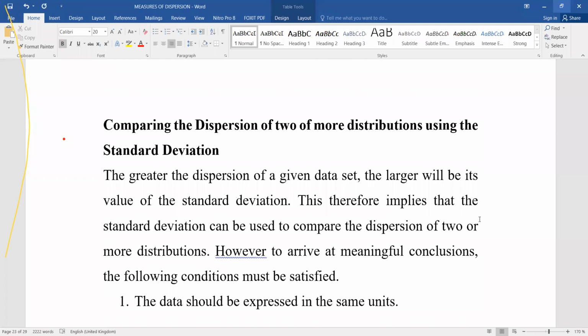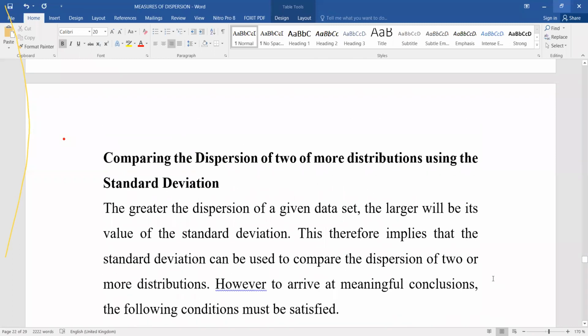The greater the dispersion of a given data set, the larger will be its value of the standard deviation. This therefore implies that the standard deviation can be used to compare the dispersion of 2 or more distributions.